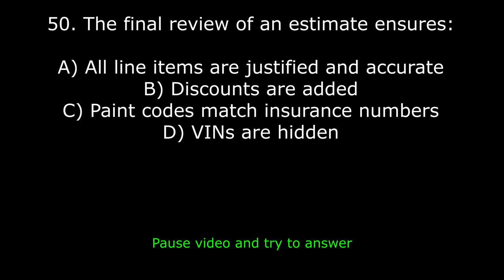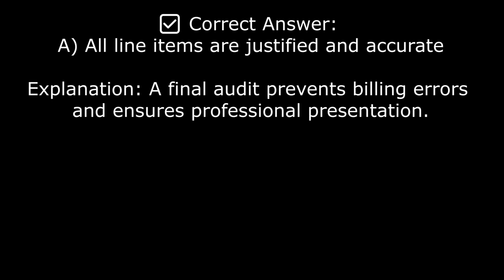50. The final review of an estimate ensures A. All line items are justified and accurate, B. Discounts are added, C. Paint codes match insurance numbers, D. VINs are hidden. Correct answer, A. All line items are justified and accurate. Explanation. A final audit prevents billing errors and ensures professional presentation.